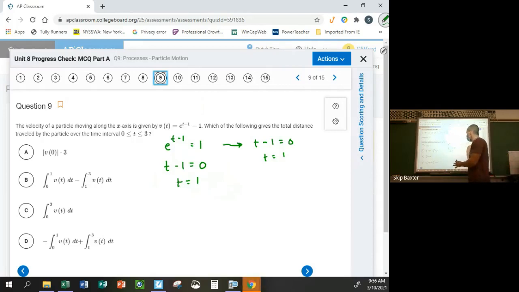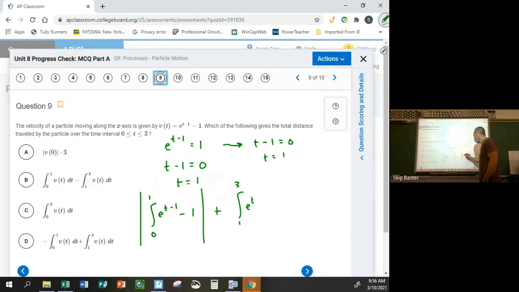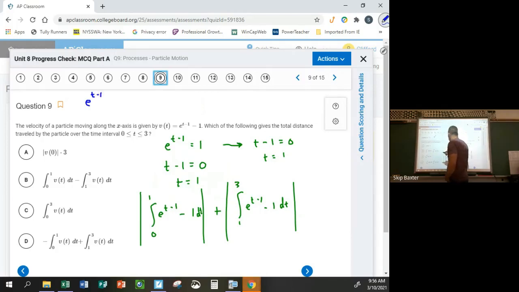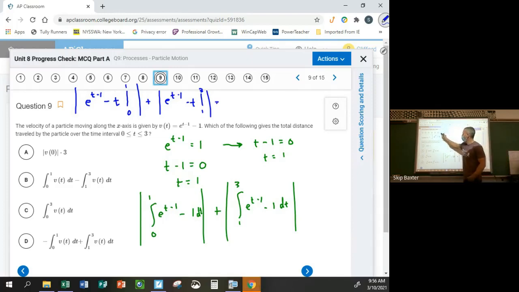Okay, so I need to take two integrals here. I need to take the integral from 0 to 1, e to the t minus 1 minus 1, plus the integral from 1 to 3, e to the t minus 1 minus 1. I forgot my dt. Okay, that's it. So the integral of e to the t minus 1 is just e to the t minus 1. So I have e to the t minus 1 minus t, 0 to 1, plus e to the t minus 1 minus t from 1 to 3, absolute value. So if I substitute in 1 here, I get e to the 0, which is 1, minus 1, minus, if I substitute 0 in, I get 1 over e.